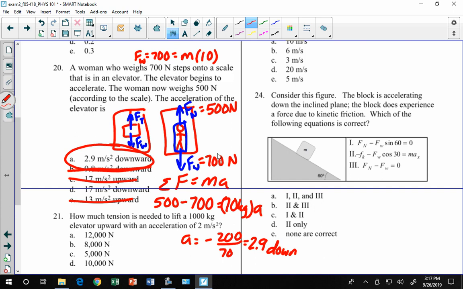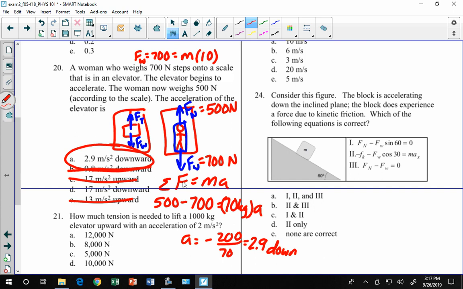That question will also be on the exam. Probably not free response, but something similar to that, a 1D problem, probably an elevator type problem, where you have to apply Newton's second law in a one-dimensional problem. Okay? All right.